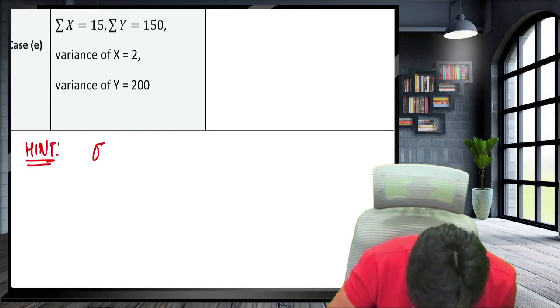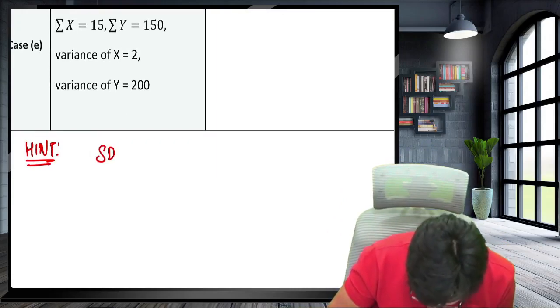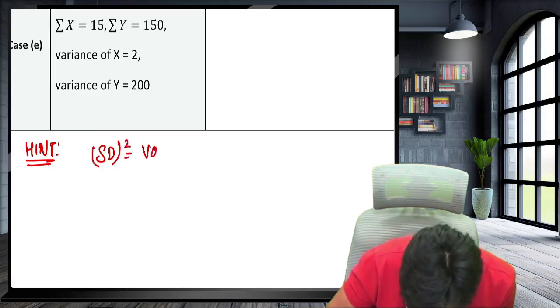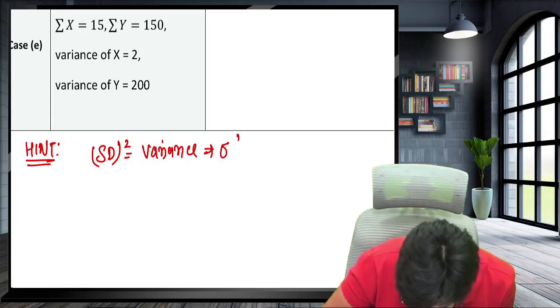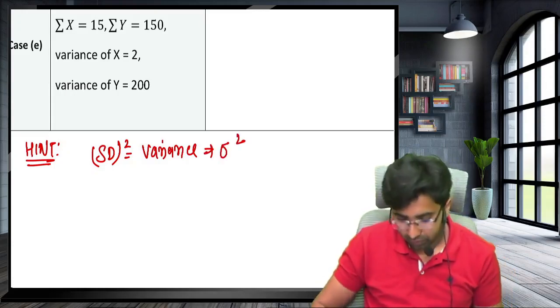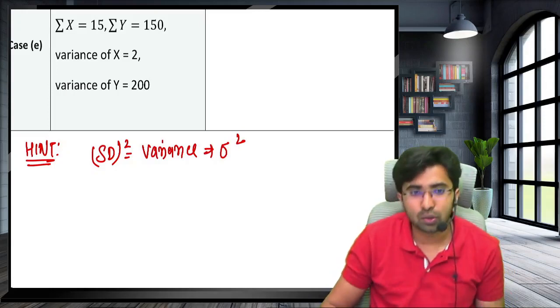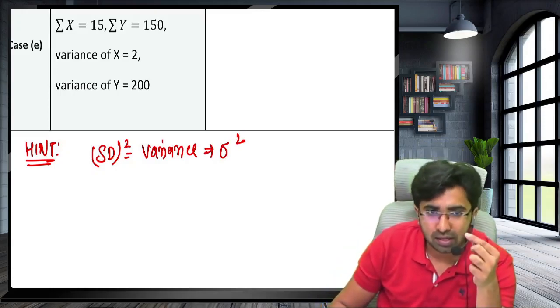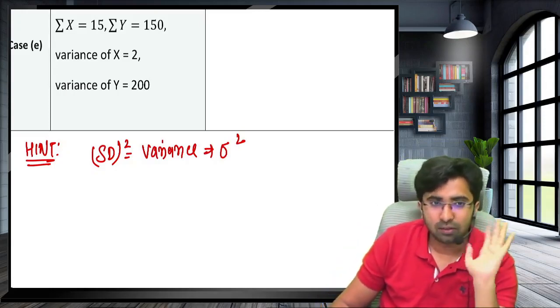Guys, standard deviation square is equal to variance. Or I can say variance is standard deviation whole square. Sigma represents the standard deviation and the square of it is variance.